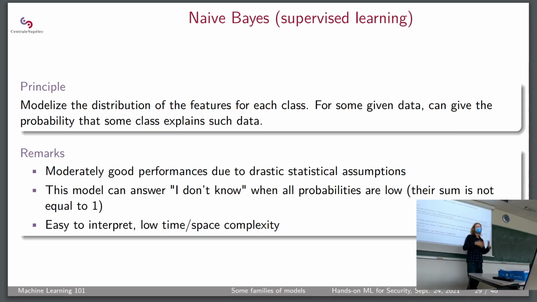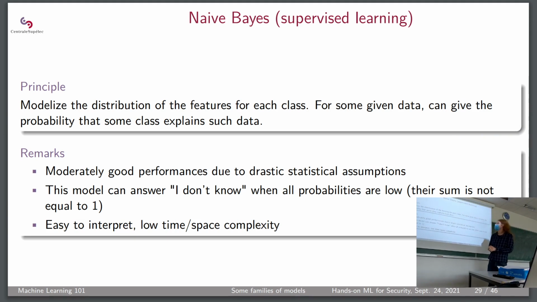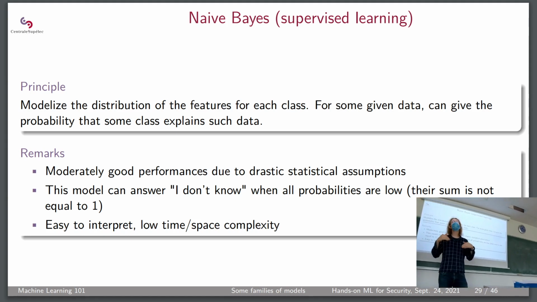Another model is called naive Bayes. It's used for supervised learning, and the idea is to model the distribution of the features for each class. For example, for attack 1, we will see this kind of value for the features. For attack 2, we will see this kind of distribution for the values of the features, and so on. It's not very good in terms of performance because statistically it makes some big assumptions. But I wanted to tell you about it because it has one interesting capability. For each class, it will give you a probability.